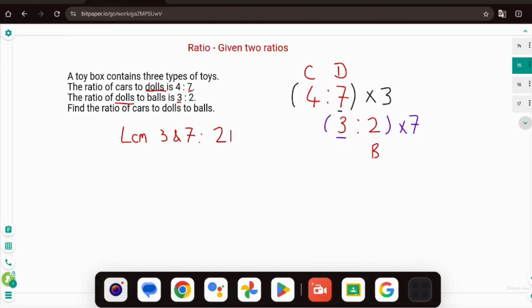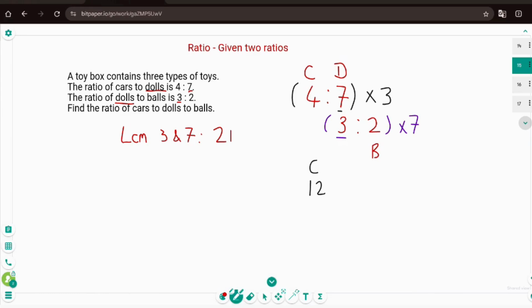If I multiply the top ratio by 3, we've got 3 times 4 is 12. So again, that's my cars, so let's get it labelled. 21, my dolls. And I'm going to multiply the bottom ratio by 7. We've got 21 and 14. So find the ratio of cars to dolls to balls. Well, now I've got dolls as the same. We've got 12 to 21 to 14, cars, dolls, balls.